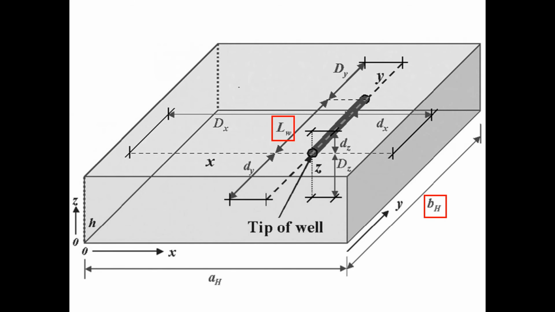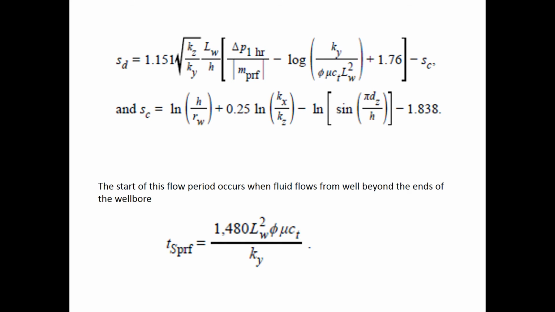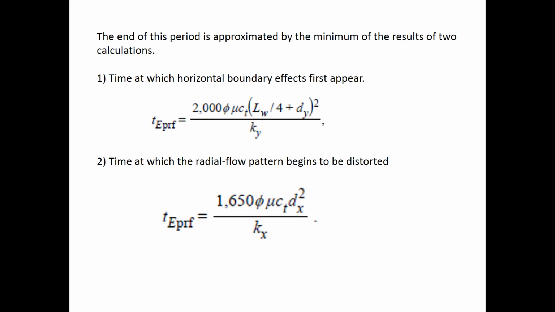This diagram is to show the difference between Lw and Bh. Next, the equations to calculate the skin and the convergent skin are expressed at the top of this slide. The start of this flow period occurs when fluid flows from the well beyond the ends of the well bore, and the equations is expressed at the bottom of the slide.